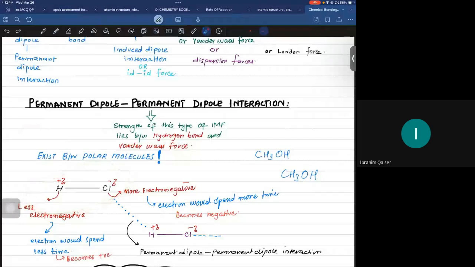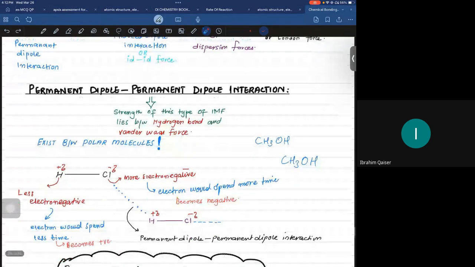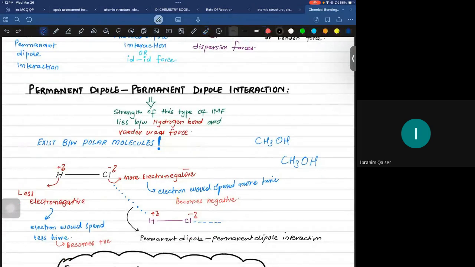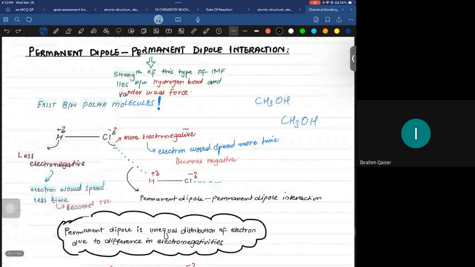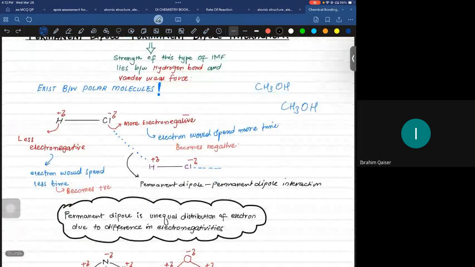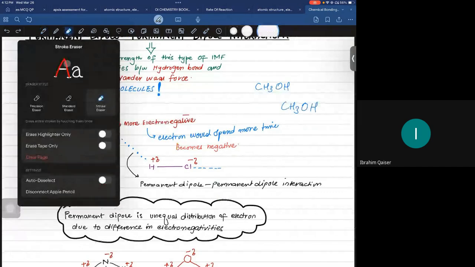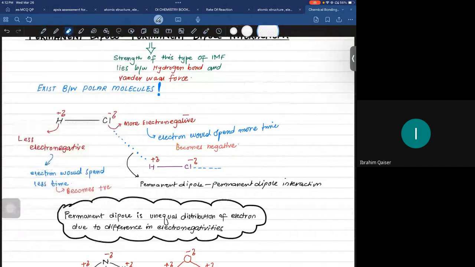Whenever you can see the different elements having different electronegativities, you will say that the compound is polar. And another thing is that in a polar covalent bond, you will see unequal distribution of electrons. This is a very important term that you are supposed to memorize. In a polar molecule, there would be unequal distribution of electrons.